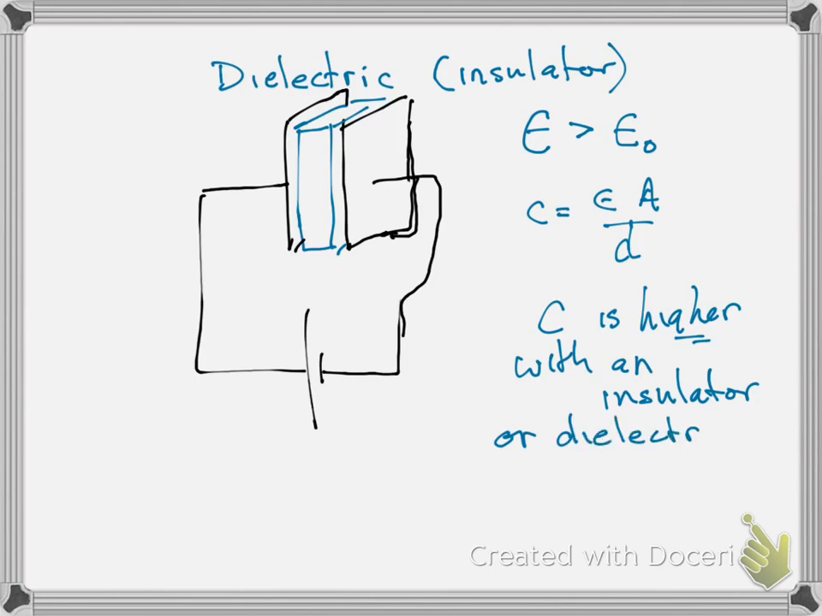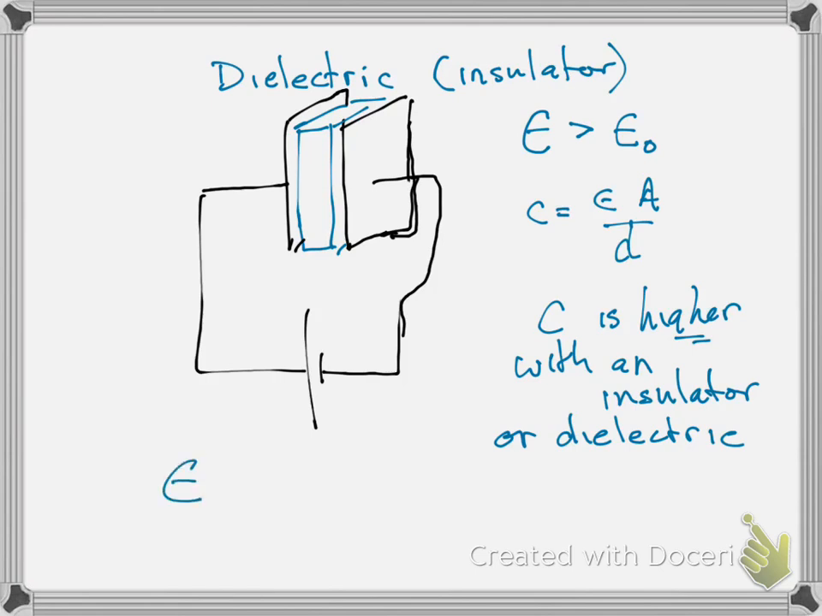With an insulator, or what we call a dielectric, between the plates, I think it's pretty obvious that we might want to increase the capacitance. We might want to find a bigger and bigger capacitance so we can store more and more energy. So it helps to keep the plates from touching, but it also helps increase the capacitance by putting a dielectric between the plates.